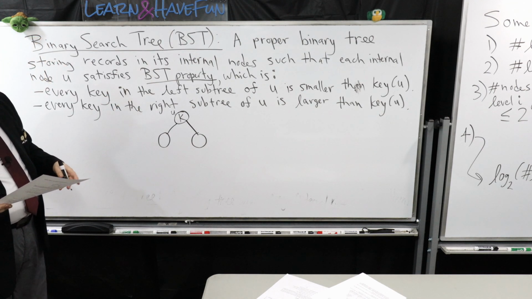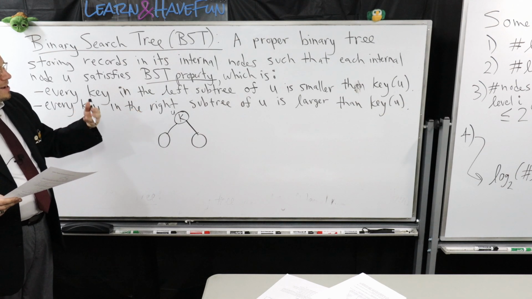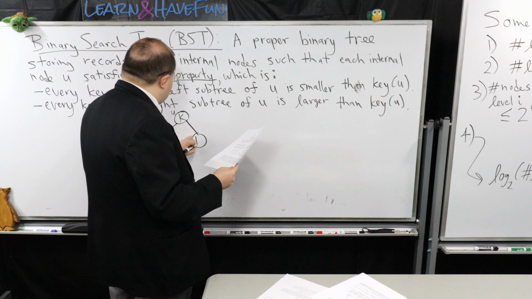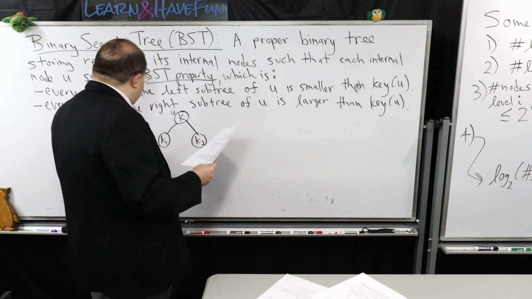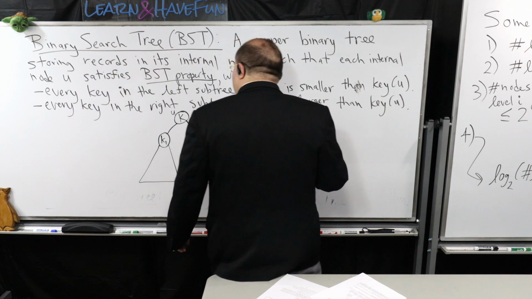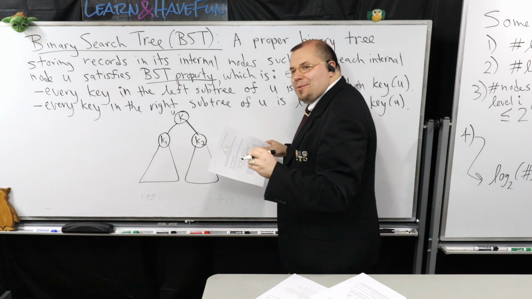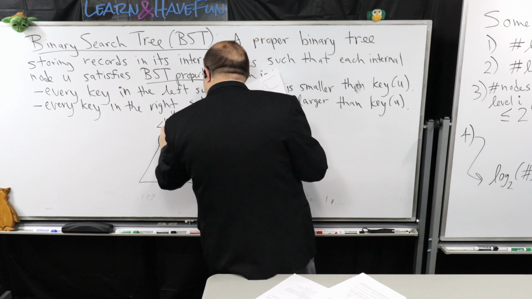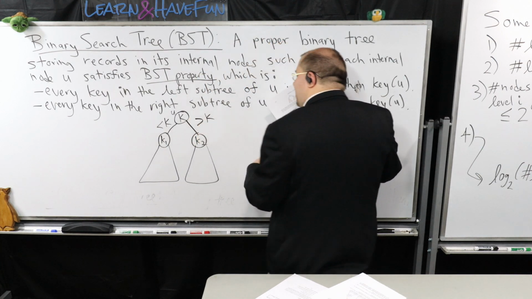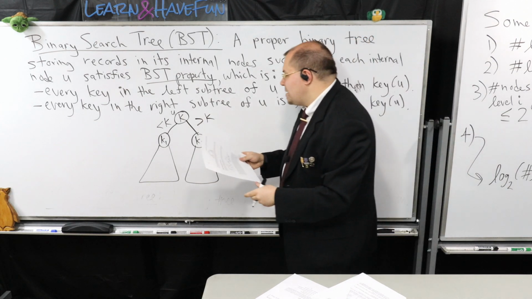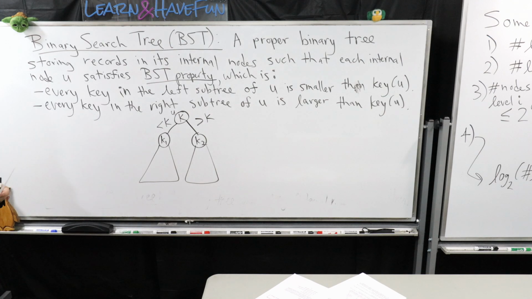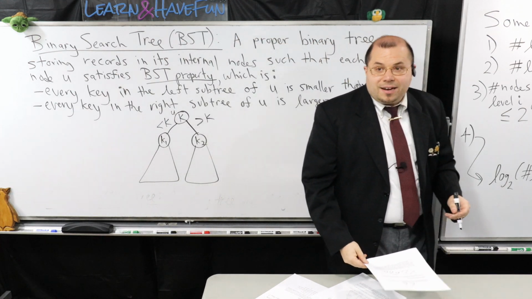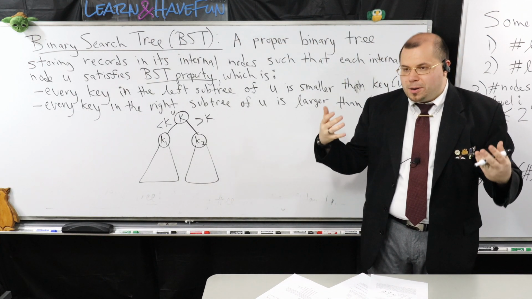If I were to examine each one of the internal nodes, suppose that it did have a key, say K1 and K2, and I examine their subtrees at these nodes. What should happen is that all of the keys in the left subtree have to be less than K. All of the ones in the right subtree have to be greater than K. So this is what we're going to call the binary search tree property. A binary search tree has to satisfy this property, and it is also a proper binary tree.